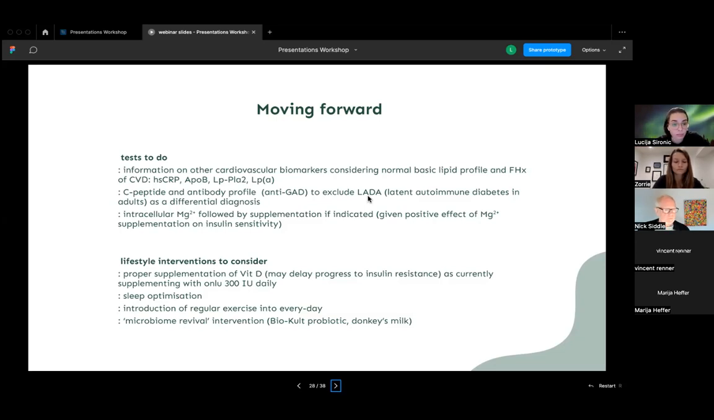As I said, she's currently implementing some lifestyle changes, trying to fix her sleep, trying to work on her microbiome, taking some probiotics, and eager to try and drink some donkey's milk. It would also be good to properly supplement her vitamin D, because the dose she's taking at the moment is quite suboptimal. And the other thing is, from what you've noticed, she's not really exercising. She spends a lot of time on her feet day to day, but there is no regular exercise routine, which she would definitely benefit from, looking at her HbA1c.